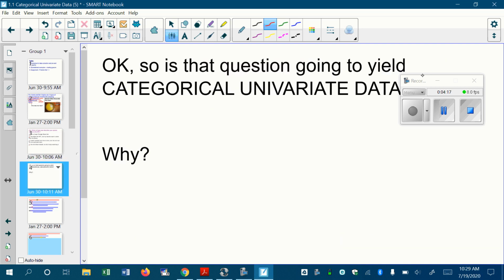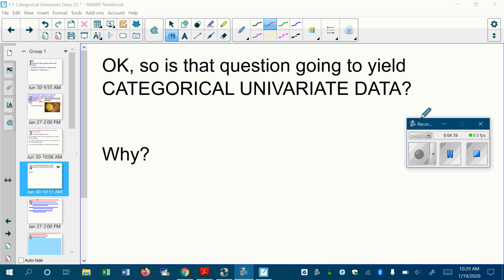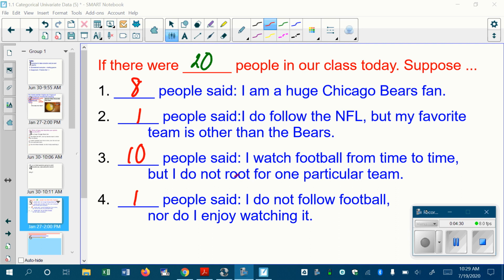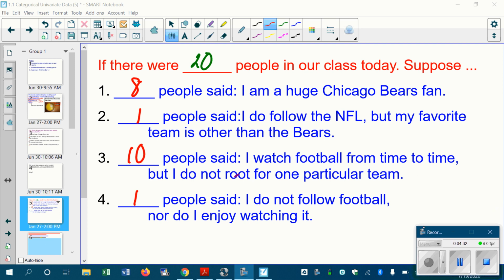Okay, so why does this lead to categorical univariate data? I actually kind of already blew that I told you. It's because there's four categories, right? Forcing you to pick one of them. And this is the data from the last time I taught this class in person. There were 20 people in the room on that day.